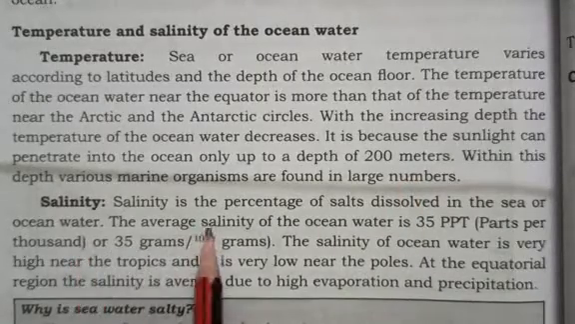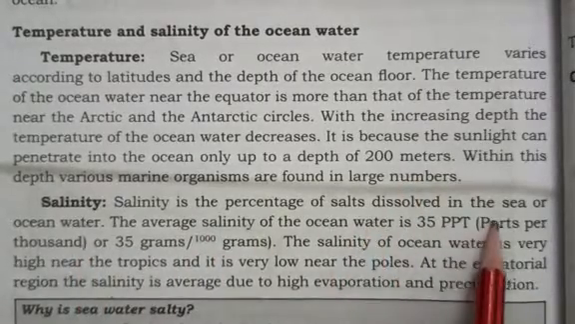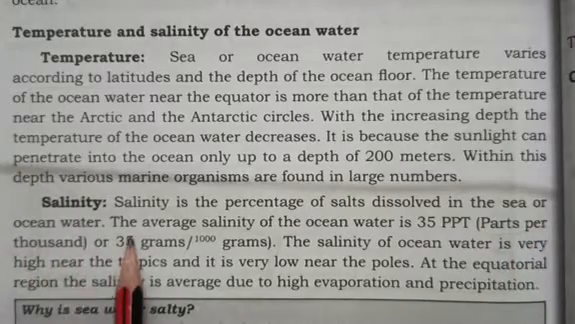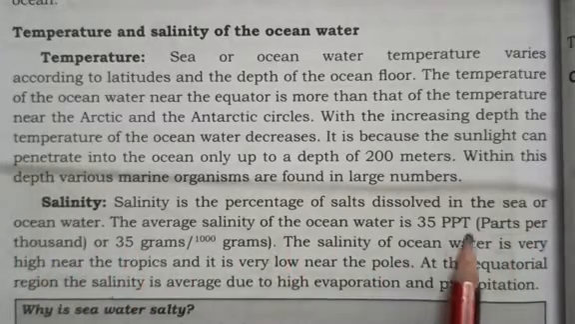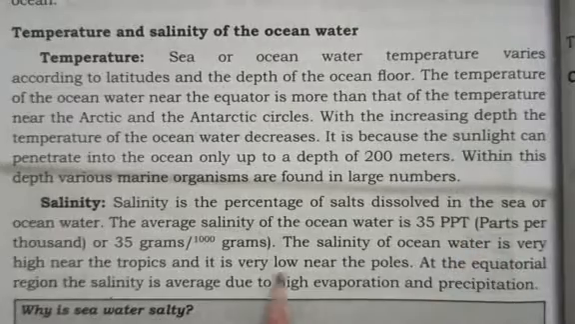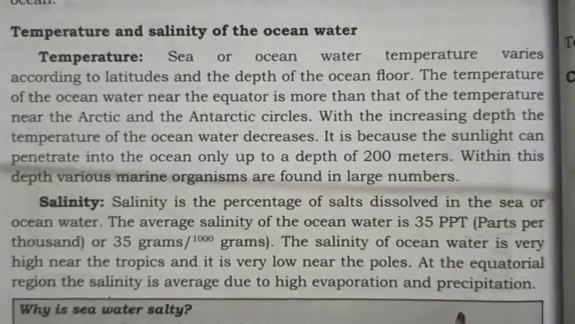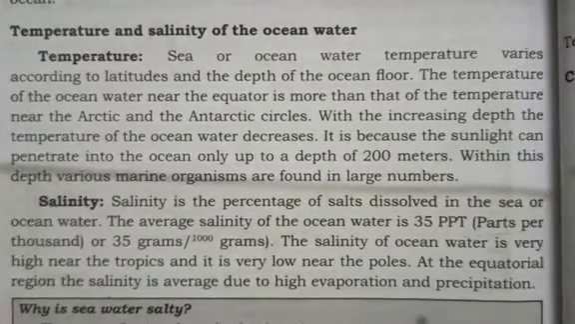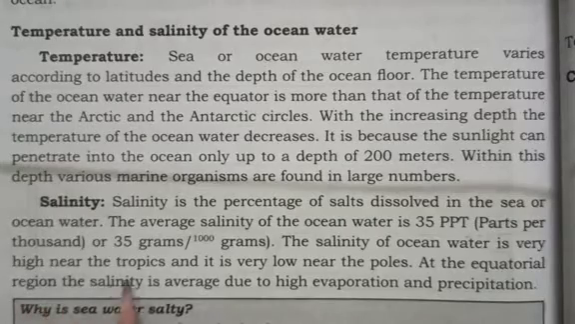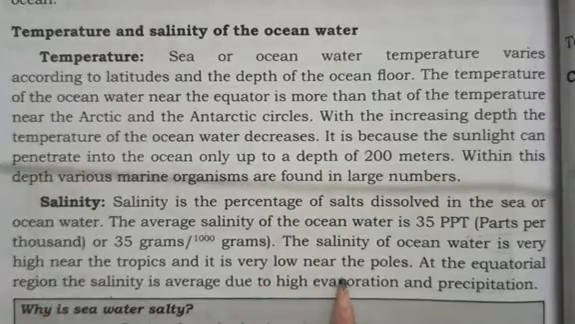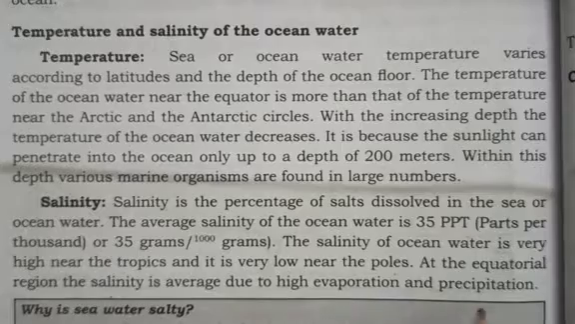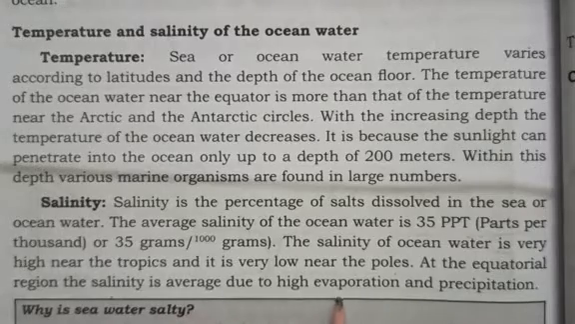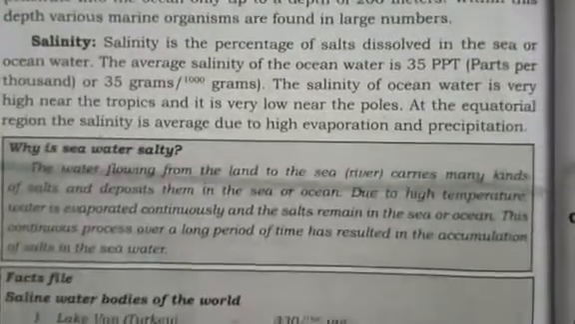Then salinity, this is the percentage of salts dissolved in sea or ocean water. The average salinity of the ocean water is 35 ppt. Ocean salinity is very high near the tropics and very low near the poles. In the equatorial region, it is average due to high evaporation.